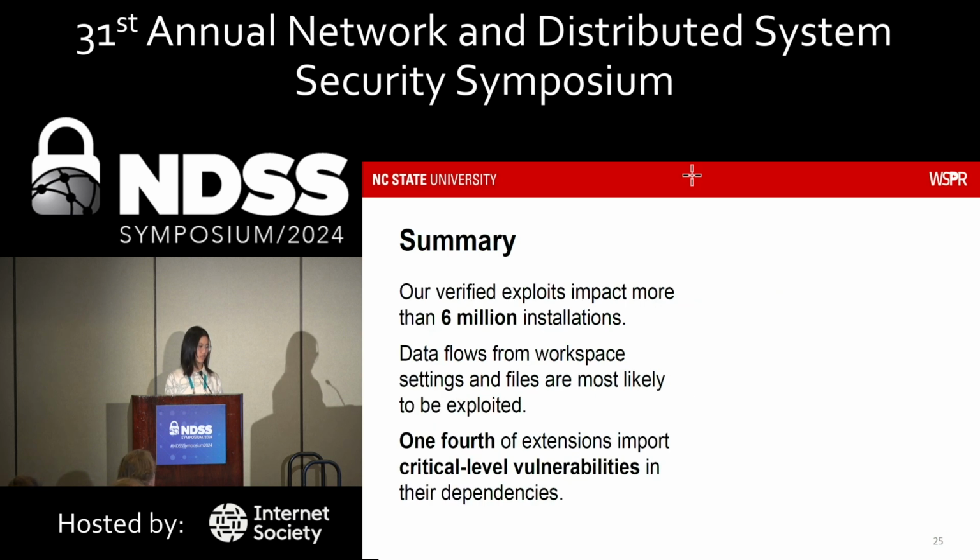All right. So to summarize, we define a new threat model, and based off of that, we build our data flow analysis where we define vulnerabilities, and we were able to come up with exploits for these vulnerabilities that impact more than 6 million installations. We found that data flows from workspace settings or files are most likely to be exploited. And we also found that more than a fourth of these extensions import critical level vulnerabilities into the application.